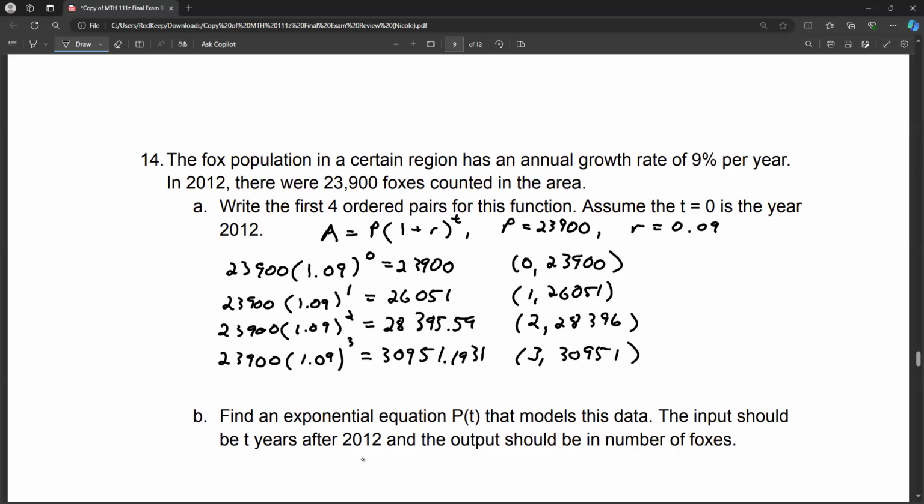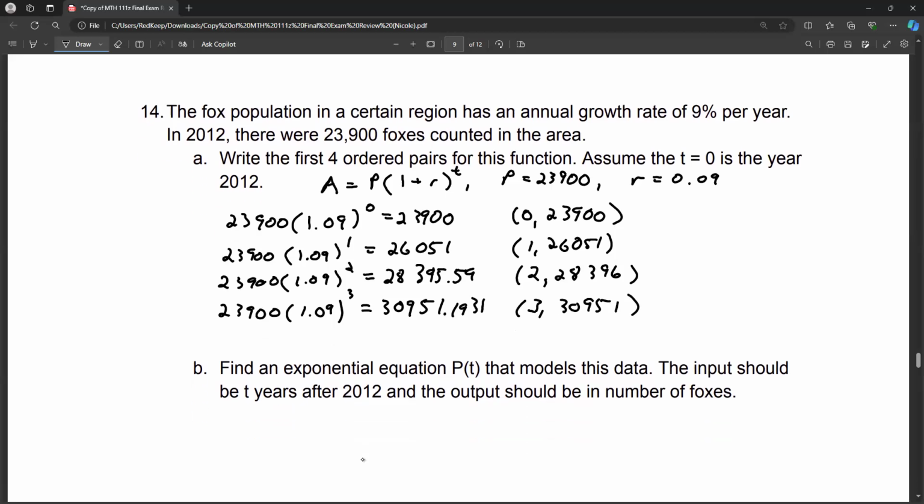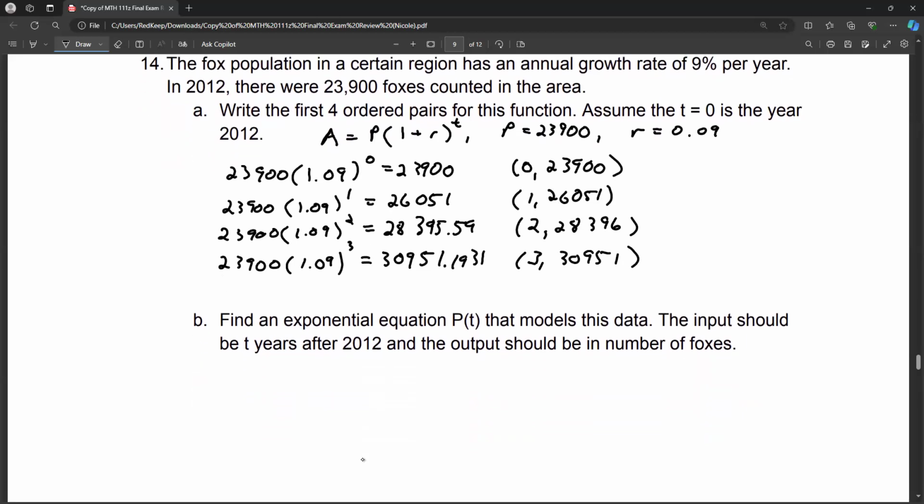Just like so. Okay, so moving on to part B, like I said, I think we did a little extra work in part A, at least the way that I went about it. We're asked to find an exponential equation, P of t, that models this data. The input should be t years after 2012, and the output should be the number of foxes. So I'll just use this notation to what we were just doing.